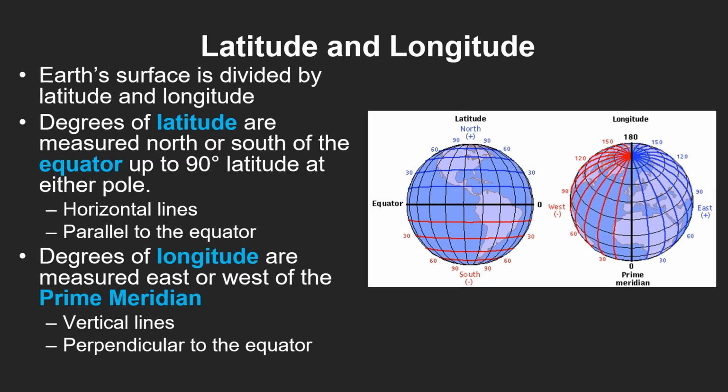To locate features on Earth, we use a grid system based on latitude and longitude. Latitude lines run horizontally and measure how far north or south you are from the equator, which is at 0 degrees. The poles are at 90 degrees north and 90 degrees south. Longitude lines run vertically and measure how far east or west you are from the prime meridian at 0 degrees, extending up to 180 degrees in both directions. Together, latitude and longitude coordinates let us pinpoint exact locations on a map.